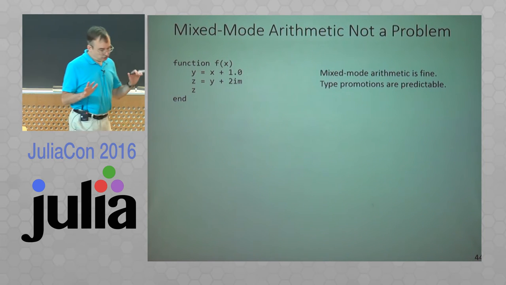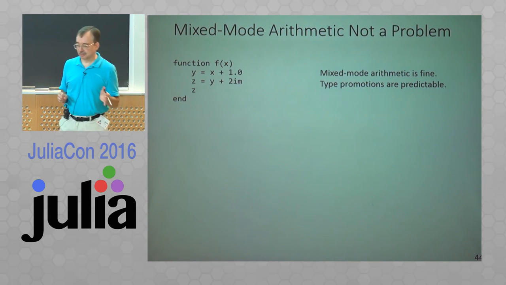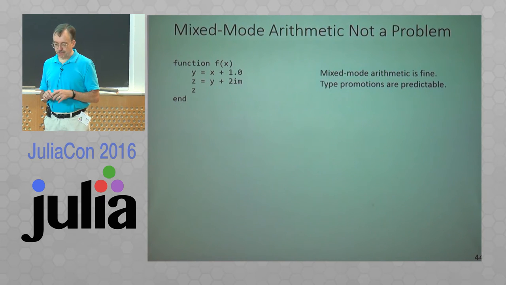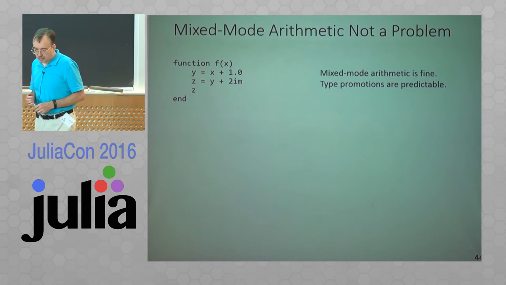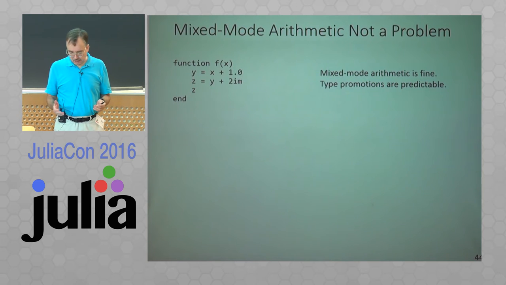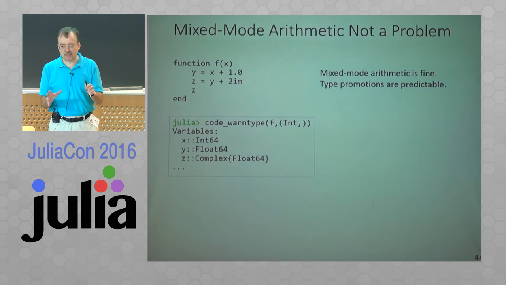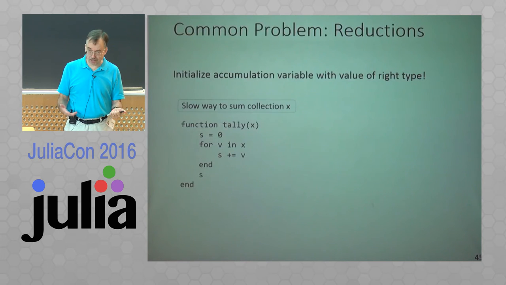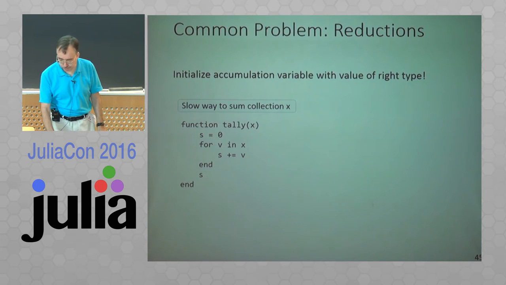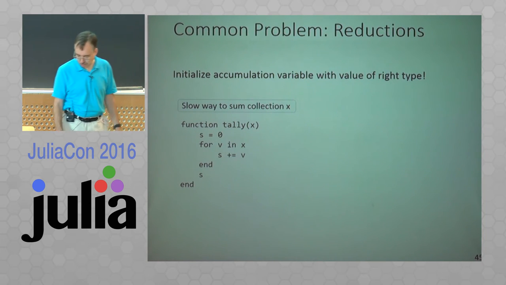Okay, something to emphasize here. It's not that I was mixing integer and floating point arithmetic. That's not the problem. The problem is predicting the types. For a float plus an int, the compiler can predict what int plus float is. It's a float. And a float plus complex, the result is complex. The compiler predicts that. It's not mixing types. It's not being able to predict what a type is, or having two different types assigned to the same variable. So yeah, code_warntype here for this example, nothing in red. It all comes up clean.